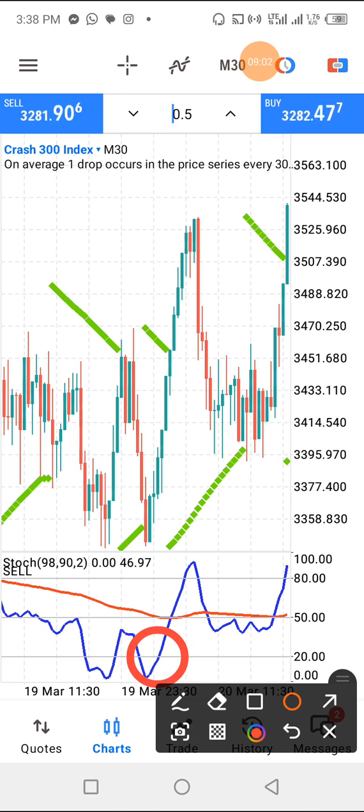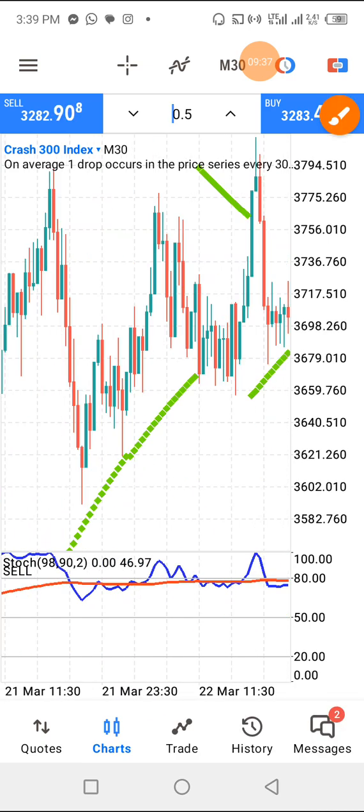then immediately it closes above the parabolic SAR, you open your buy order, then you put the stop loss below the parabolic SAR, because the parabolic SAR will be acting as support when you take your buy, and it will be acting as resistance for your sell order. When you take your buy, put the stop loss below. When you take your sell, you put the stop loss above the parabolic SAR, just like what you see here now.